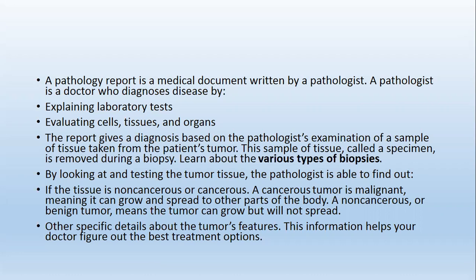By looking at and testing the tumor tissue, the pathologist is able to find if the tissue is non-cancerous or cancerous. A cancerous tumor is malignant, meaning it can grow and spread to other parts of the body, and a non-cancerous or benign tumor means the tumor can grow but it will not spread. Other specific details about the tumor features, the information helps doctors to figure out the treatment options.